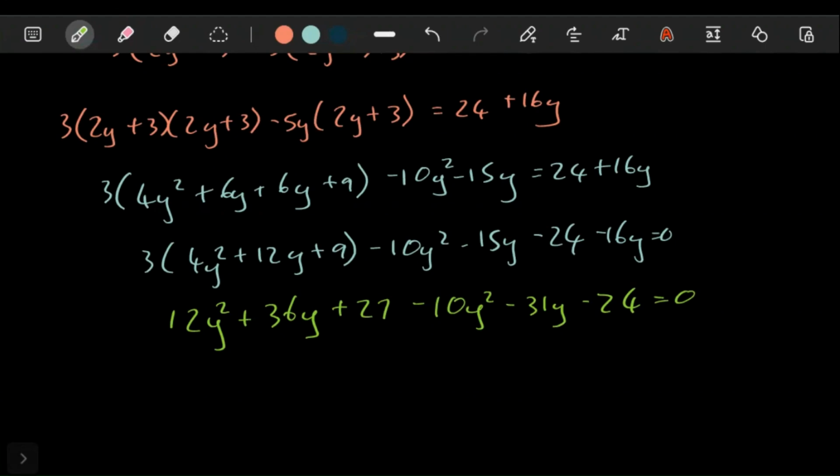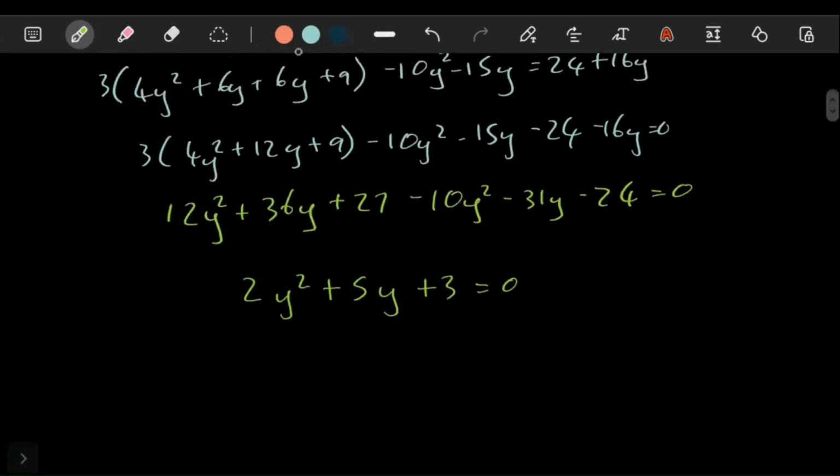Let's see here. Okay, so the best thing is at the end, you just need to double check your answers by putting your answers in the original expressions and see if they balance. So this is 12 minus 10, right? Which is like 2y squared. And then this is 36 minus 31, that's like a 5. And then 27 minus 24, that's like a 3, a positive 3.